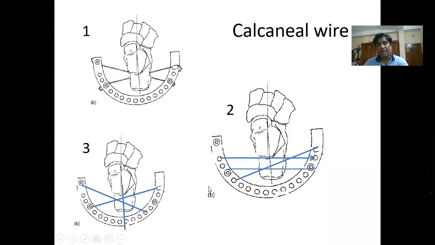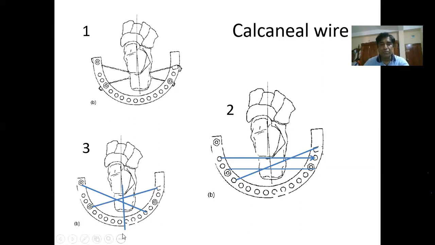And now I just drew some patterns of calcaneal wires, 1, 2, 3 patterns. You can choose any of these according to anatomical consideration. Sometimes you may need to put an olive because the calcaneum is very spongy bone. Sometimes the wires cut out, and if you put the wire in the same plane around the calcaneum, then it can also make holes in the calcaneum if it gets infected.